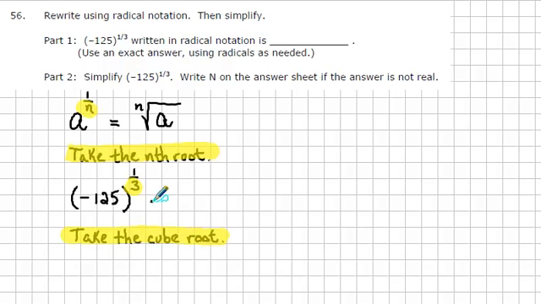So the way that we write that in radical notation is to put the radical symbol, put the base negative 125 underneath of the radical symbol, and put the number 3 next to the radical symbol. So we read this as the cube root of negative 125, and that is the radical notation. So we have the cube root of negative 125.